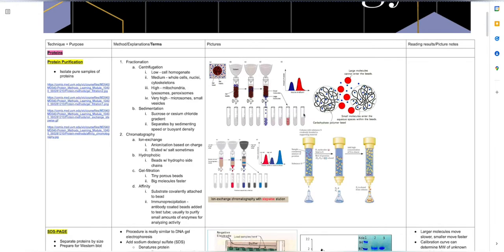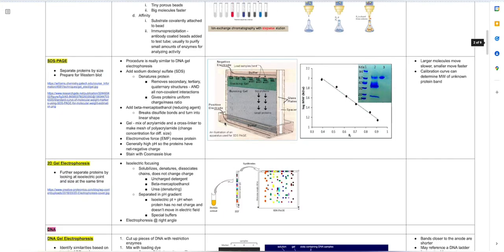So next up we have SDS-PAGE. The purpose of SDS-PAGE is to separate proteins by their size, and it's also the first step of a Western blot, which we'll talk about later. The procedure of SDS-PAGE is pretty similar to DNA gel electrophoresis, but how you prepare the protein is different. We'll talk about DNA gel electrophoresis later.